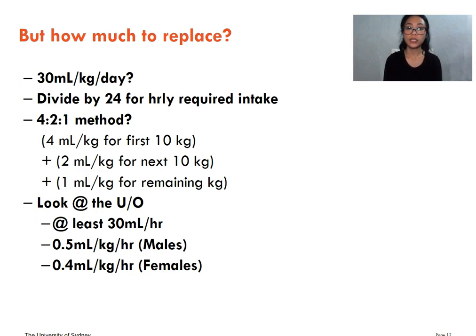A general rule is that urine output indicative of adequate renal function should be equal to or more than 30 mils per hour, but it's only a general guide, and if you don't use the more accurate one of 0.5 for males and 0.4 for females per kilo per hour, then it can lead to over or underestimation of the adequacy of urine output.